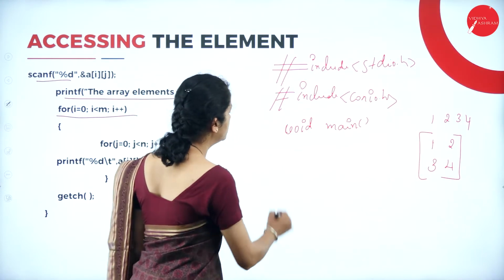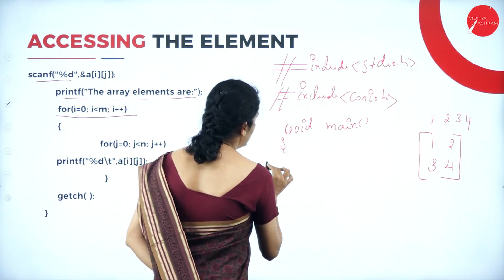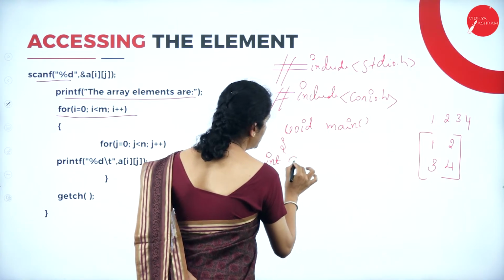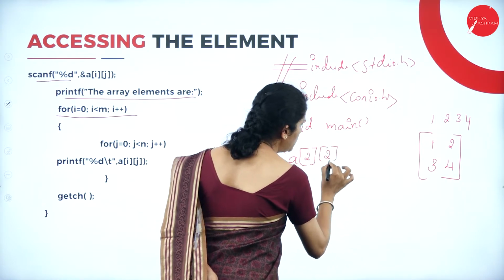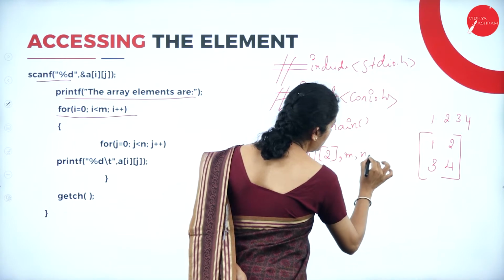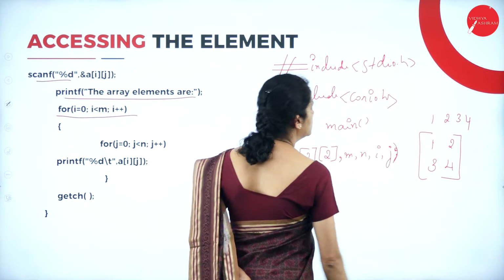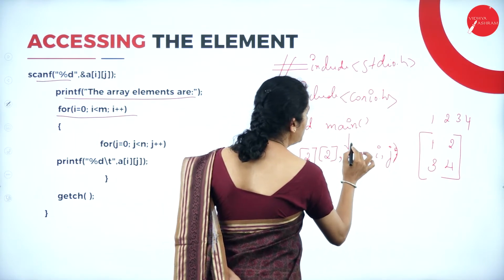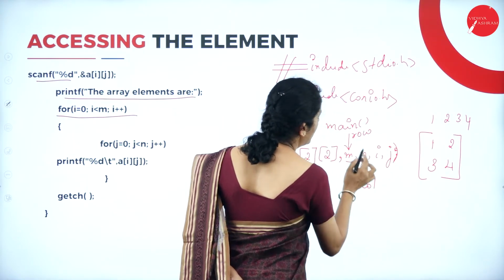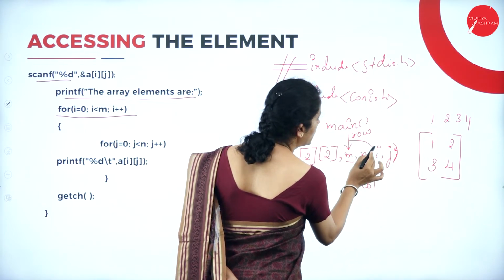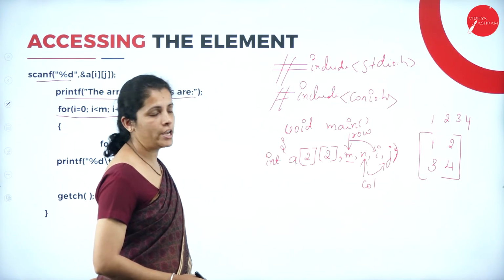Now, dear student, I'm going to declare some variables. It's of type integer and my array name is A, 2 rows and 2 columns, M, N, I and J. So listen here. M is nothing but my row and N is nothing but my column. And to represent row index, I'm going to consider I, and to represent column index, I'm going to consider J.